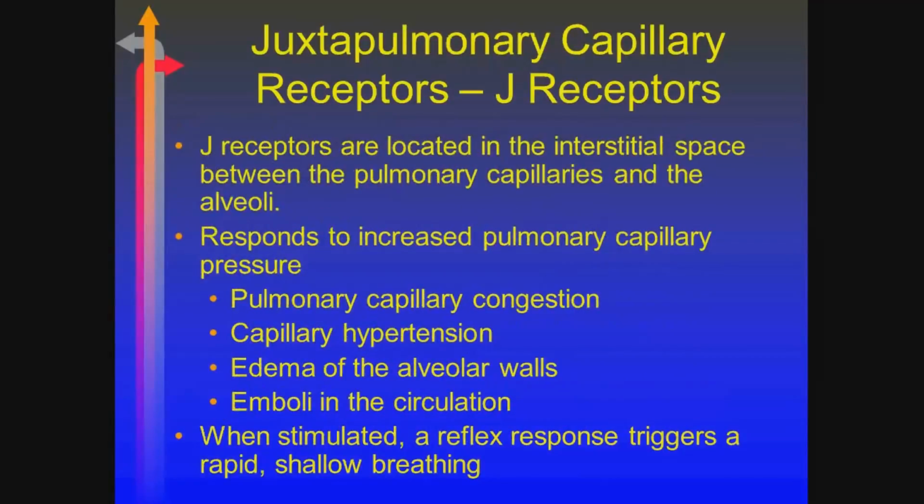Another receptor there is called the J receptor, J standing for juxtapulmonary. You think of it as just next to the pulmonary capillaries. They're located in the interstitial space between the pulmonary capillary and the alveolus, and they respond when they sense an increased pressure in that spot, where normally there's a very small amount of fluid. But if, due to pulmonary edema, a large amount of fluid moves out of the pulmonary vasculature into the interstitial space and eventually floods the alveolus, it'll stimulate a rapid, shallow breathing process. Okay, so J receptors.